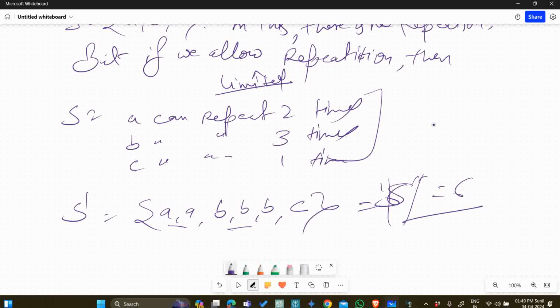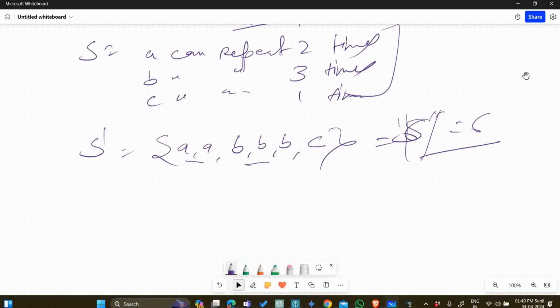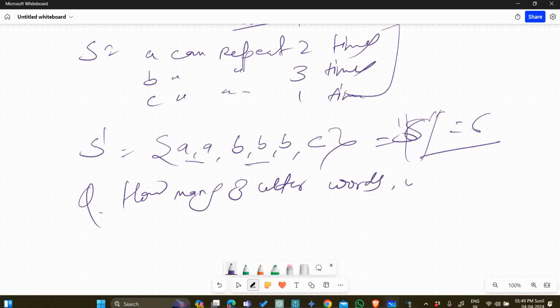S dash is six. So now the question is: how many three-letter words can we create from the set S dash?